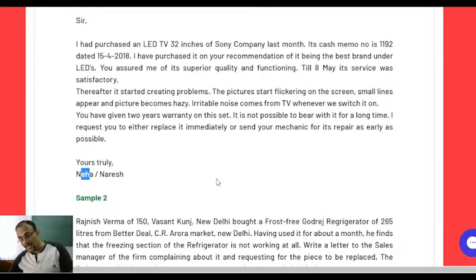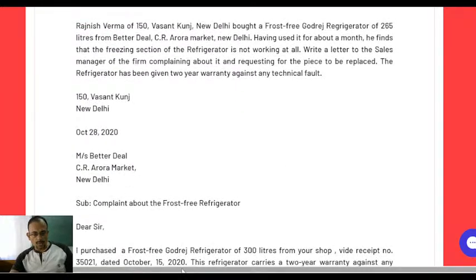And what you have to include: first of all, what kind of product you have purchased, what is the model number, then mention the invoice. Then in the next paragraph you start describing the problem, and in the last paragraph you write, I shall be very grateful if you can kindly send your technician as early as possible, as I am facing a lot of inconvenience without the presence of a working television, something like that. And then you write yours truly, Neha or Naresh. Then we have another simple example in front of us. So let's see this one.